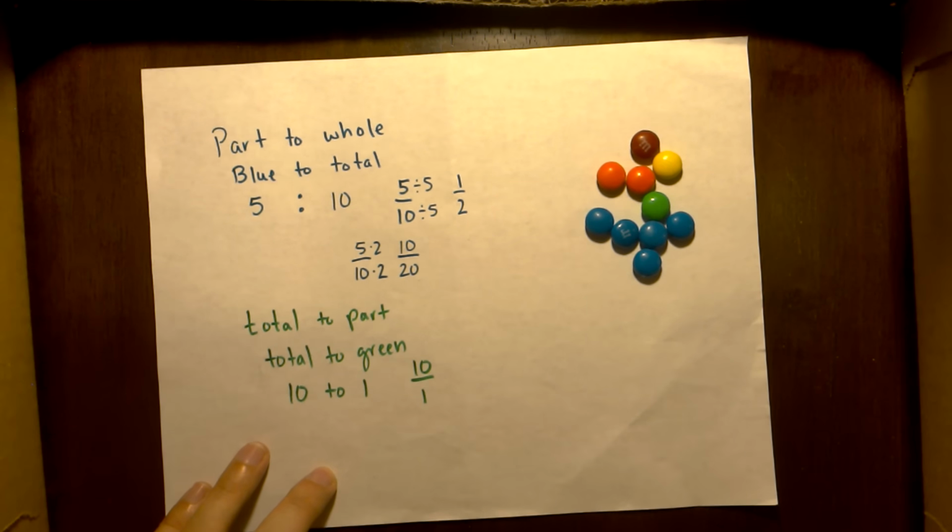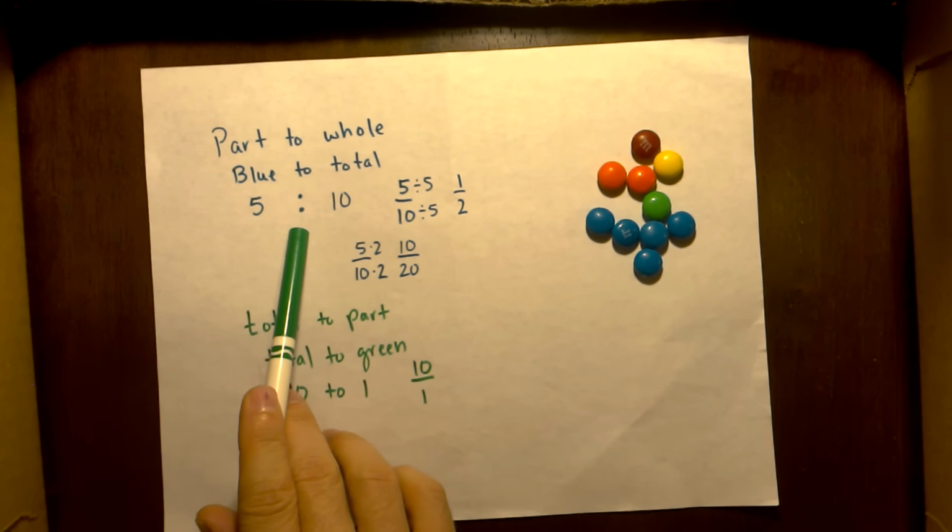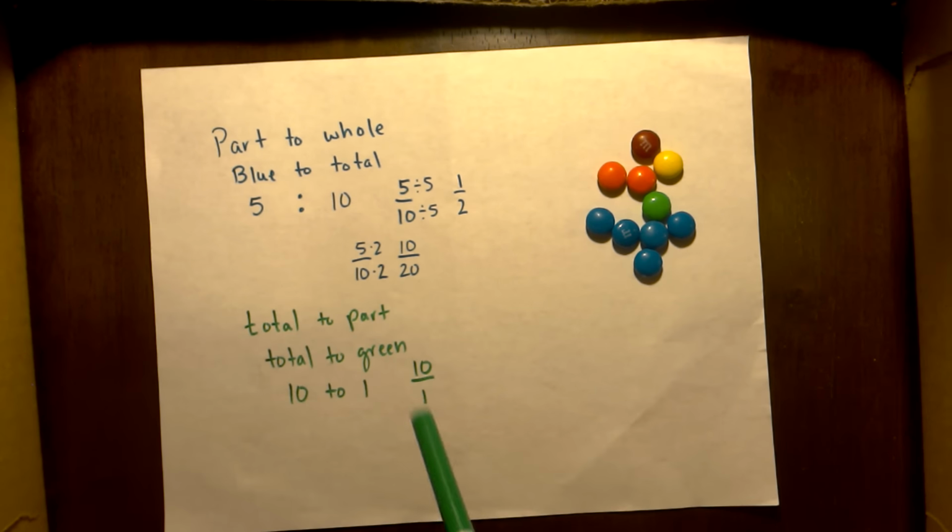So we've talked about today that a ratio is a comparison of two numbers using division. A ratio can be a comparison of a part to a part, a part to a whole, or a whole to a part. It can also be written in 3 different forms. It can be written with the colon, it can be written as a fraction, or it can be written with the word TO.